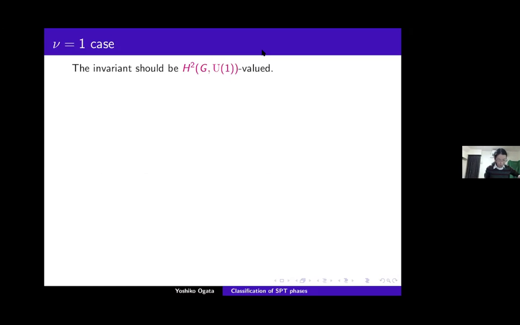So let me start from the one-dimensional system. According to physicists, we should be able to find a second cohomology class valued invariant here.